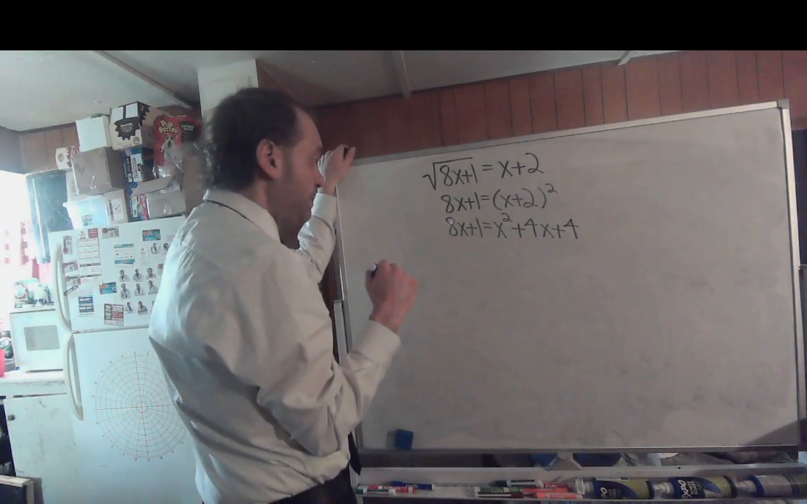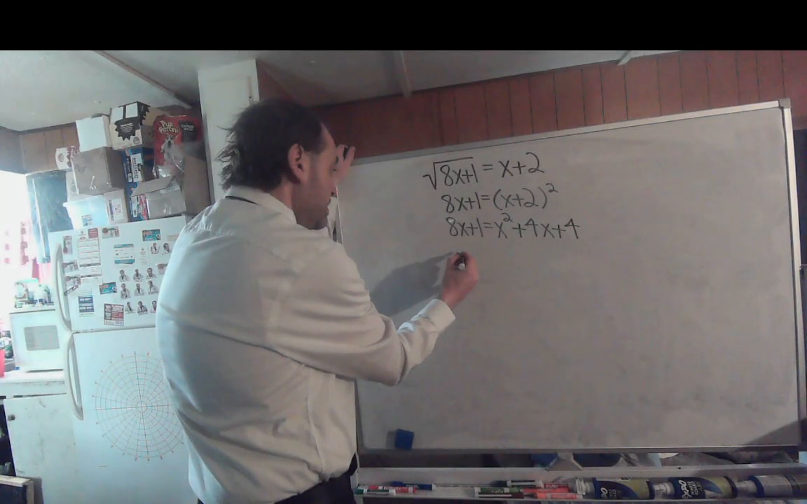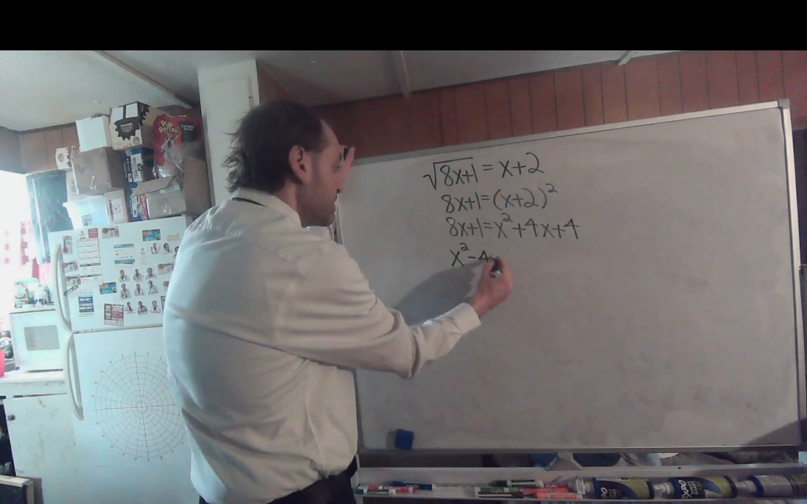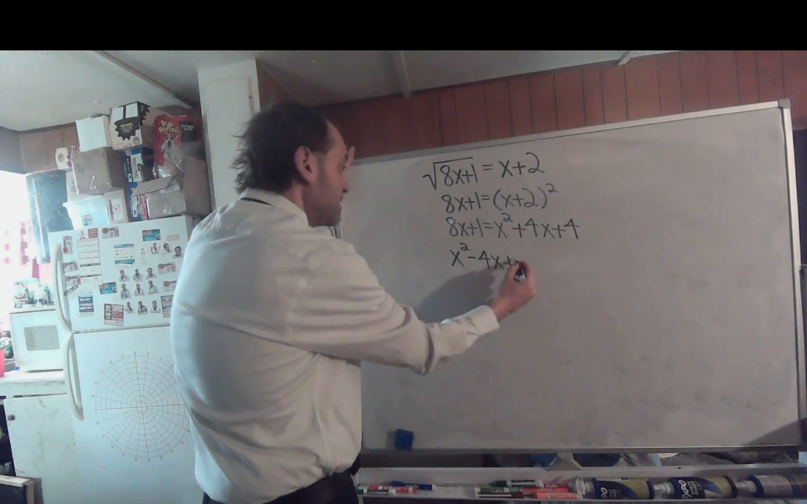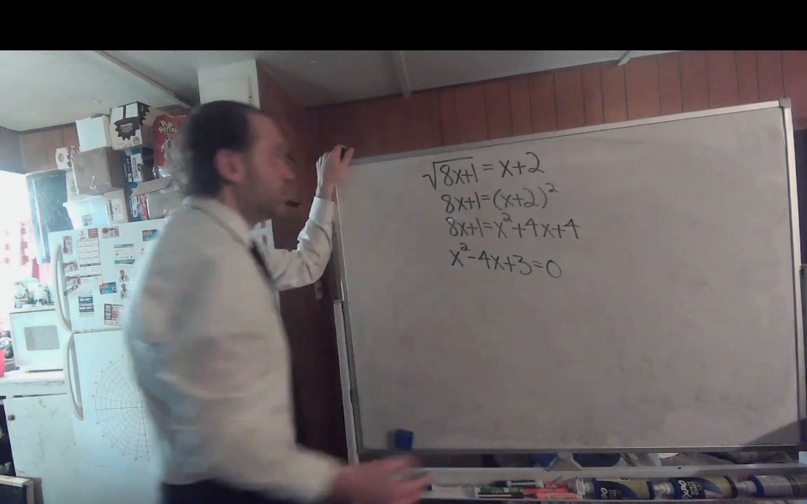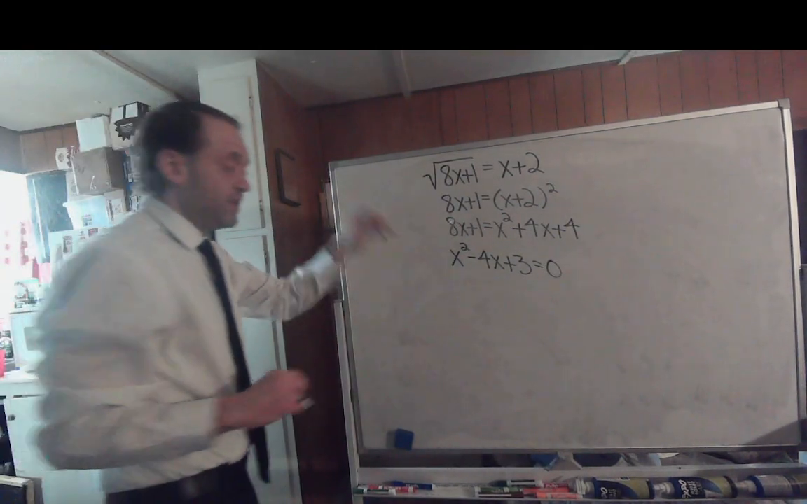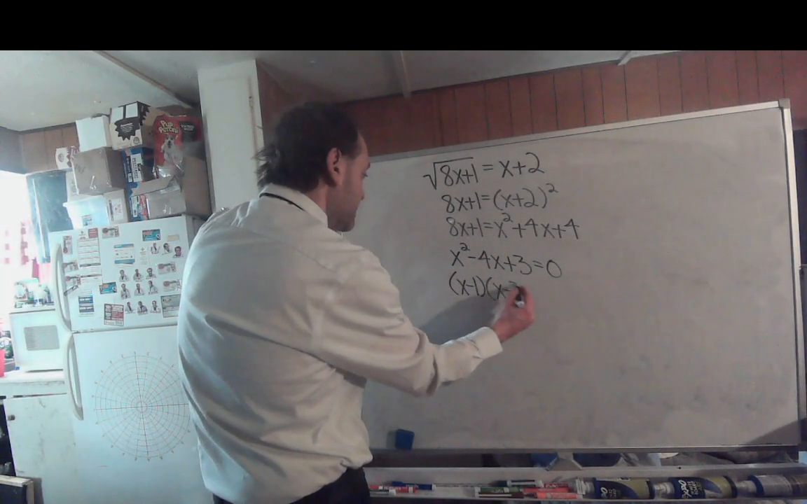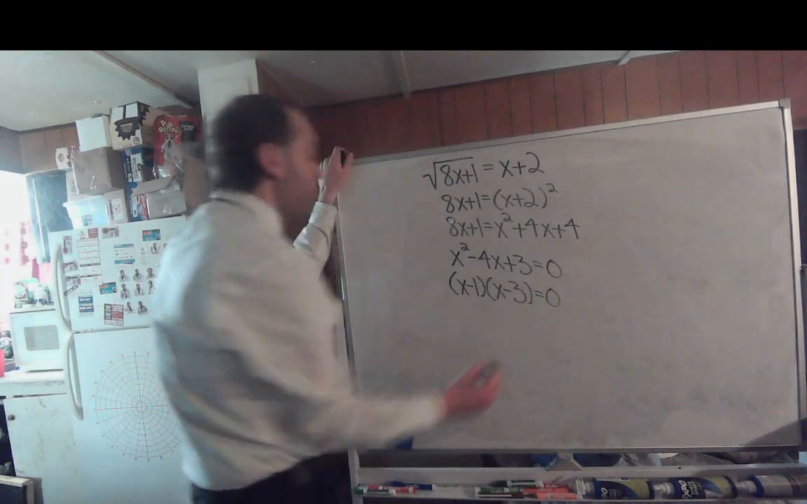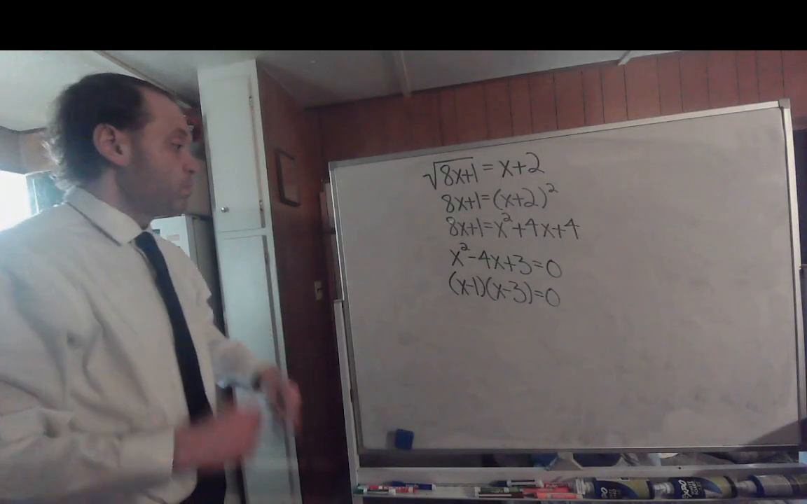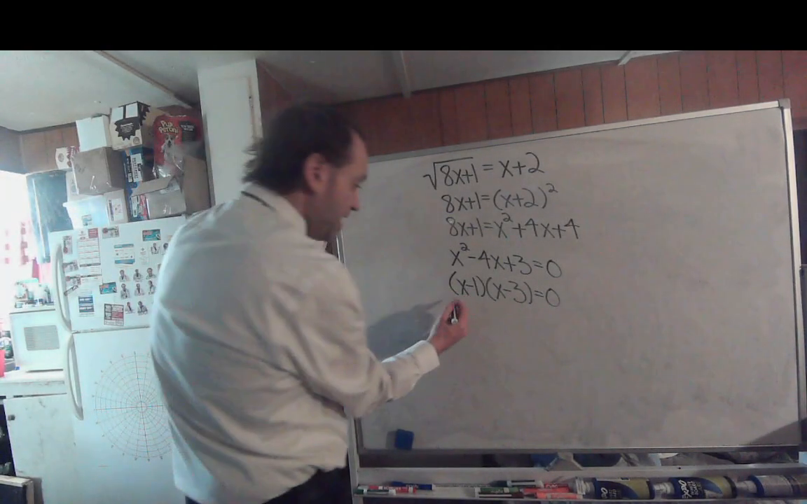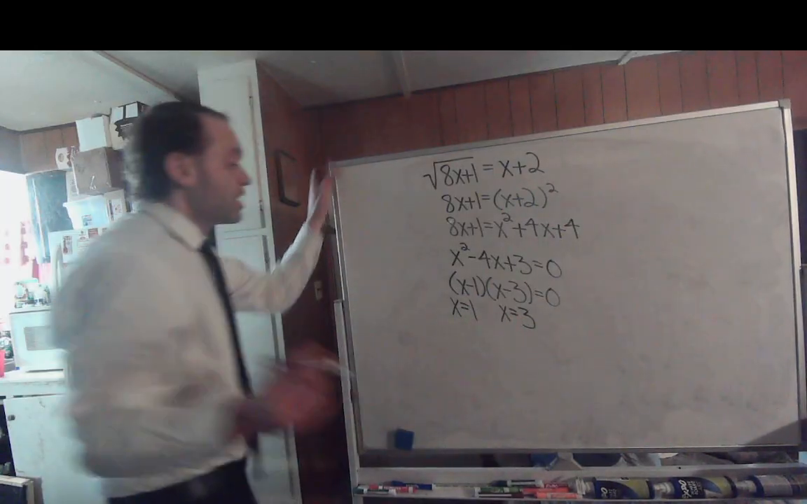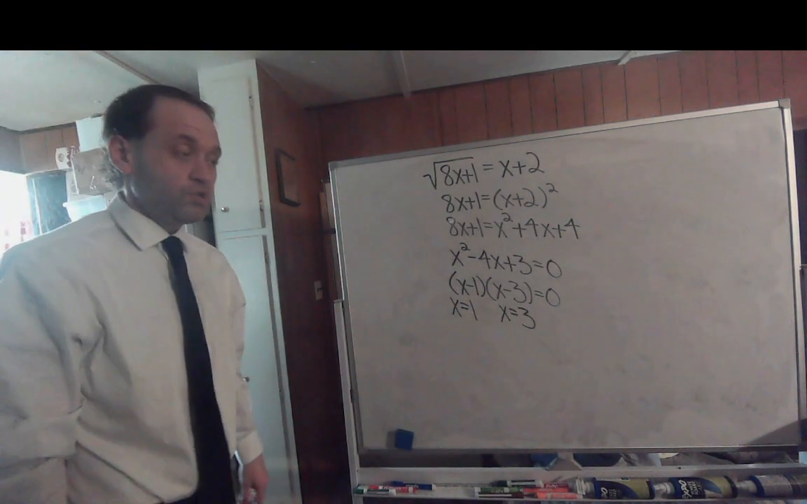So now this would end up giving you x squared minus 4x plus 3 equals 0. Well, what factors here? How does this factor? This is going to factor into the quantity of x minus 1 times the quantity of x minus 3 equals 0. So now we have to, of course, set each of these factors equal to 0. That'll give you x equals 1 and then x equals 3. This is where we got to check for extraneous solutions.